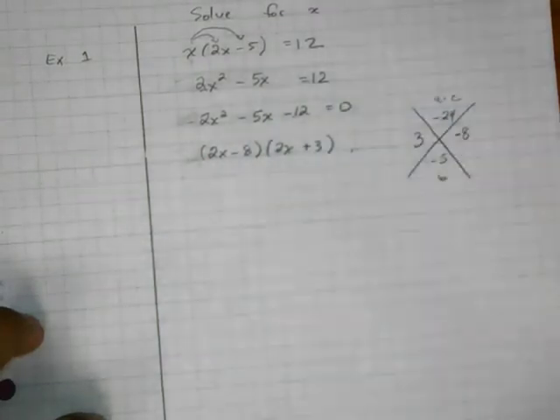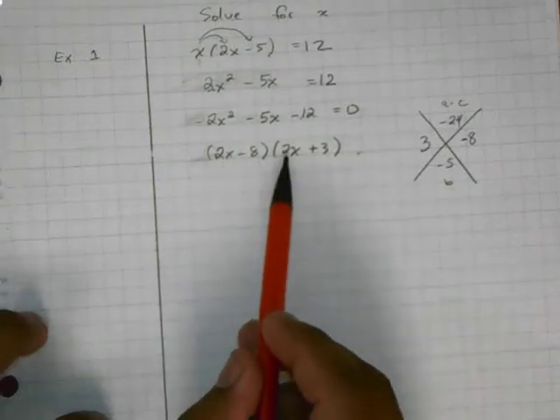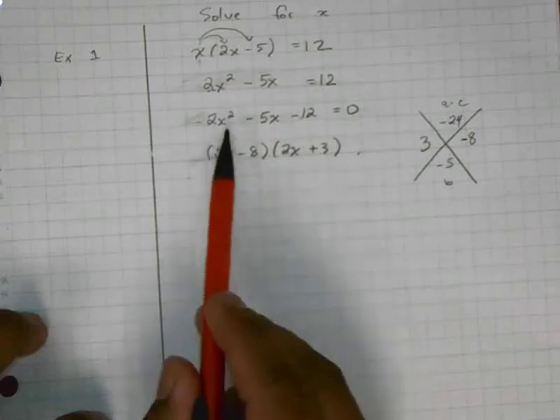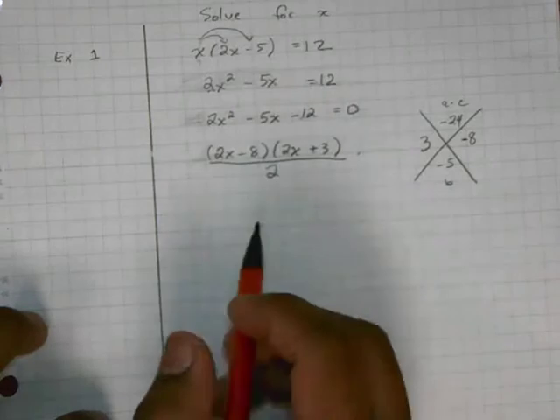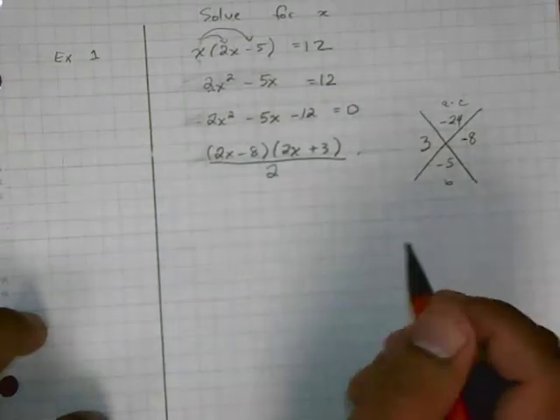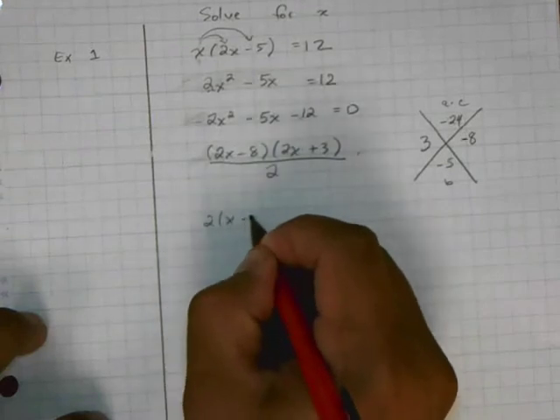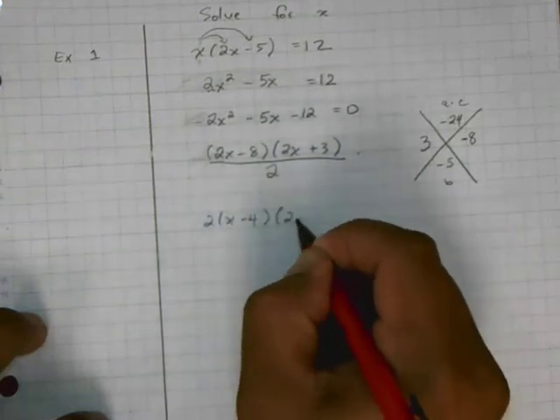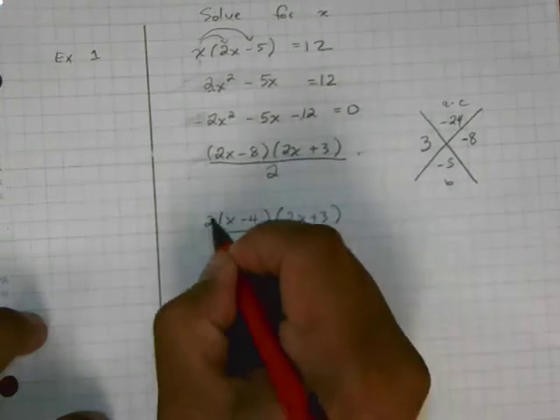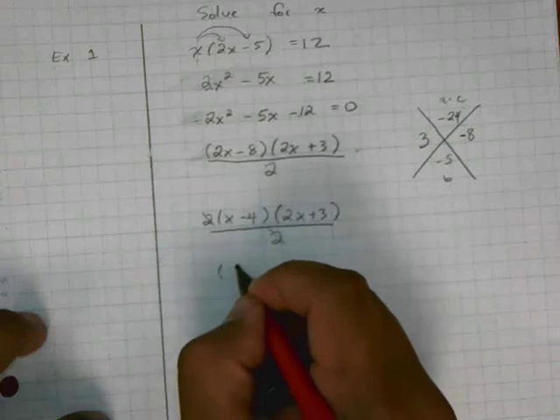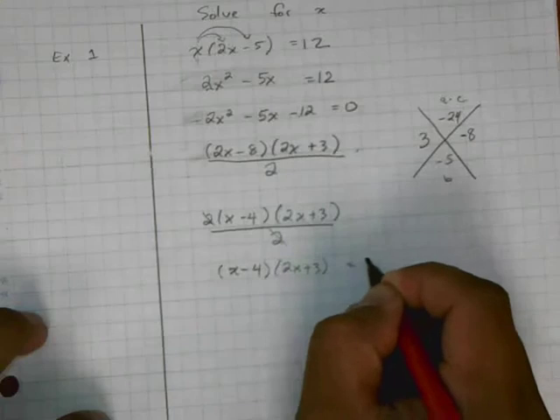Okay? Now you can see here, if I were to multiply this using the FOIL method, my leading term is going to be 4x squared. But I want 2x squared, so I have to divide everything by 2. Okay? And then I'm going to try to simplify this expression as much as I can. If you can see here on top, I have 2x minus 8. I can factor a 2 out of there. So that gives me 2 times x minus 4 times 2x plus 3, all of it over 2. Those 2's cancel. And that leaves me with x minus 4 times 2x plus 3 equals 0.